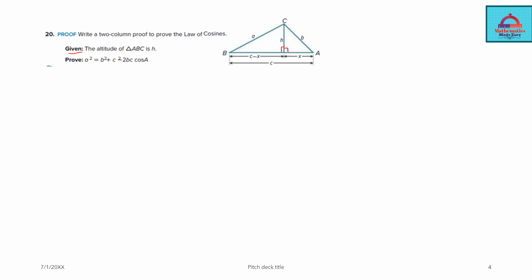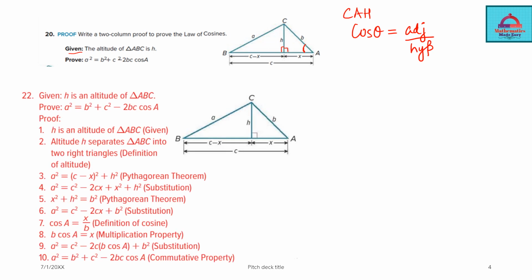Also, you have to prove a squared equals b squared plus c squared minus 2bc cos A. So the angle that we are considering is angle A, this one, and cos of this value we are going to take. So we are going to use a little bit of trigonometry, SOHCAHTOA. You know CAH stands for cos. So cos of theta, or cos of an angle, is going to be equal to adjacent divided by hypotenuse. So this is what we are going to use. Let's look at the proof.